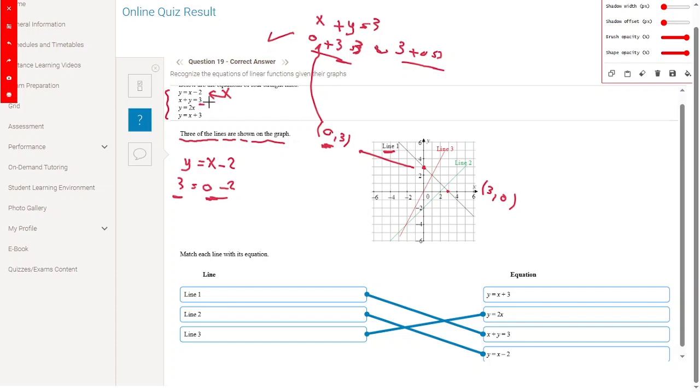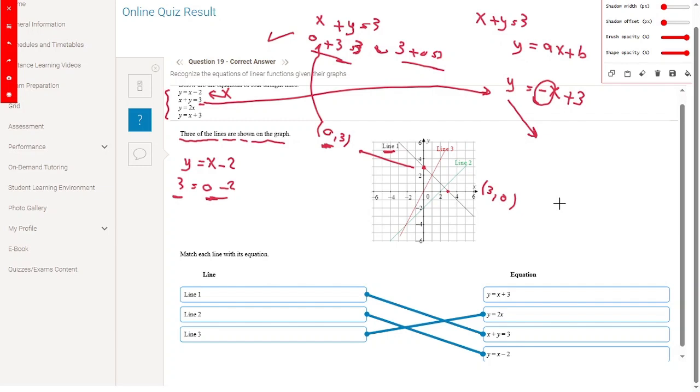At the same time, if we write this equation in line form, y equals ax plus b, we have x plus y equals 3, so we can say y equals minus x plus 3. The slope here is negative, so the line is decreasing. So this equation is the right answer for line 1. Line 1 is x plus y equals 3.